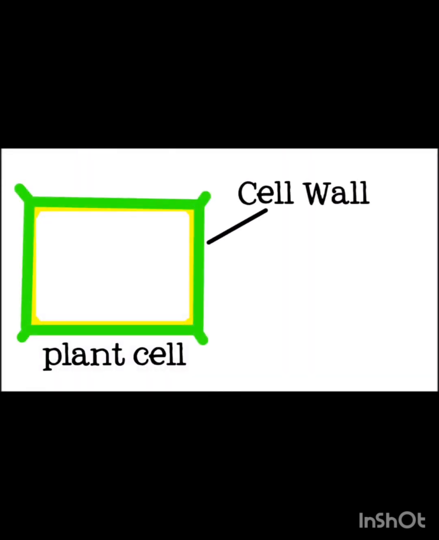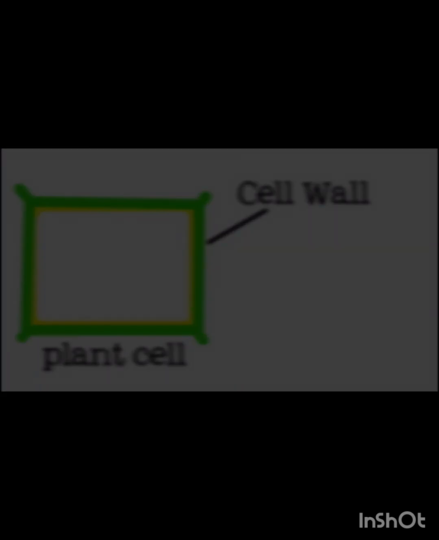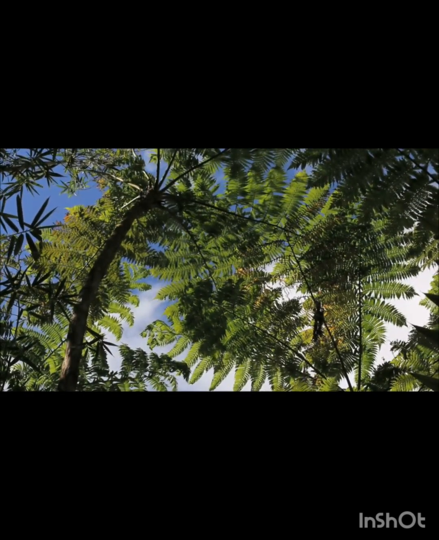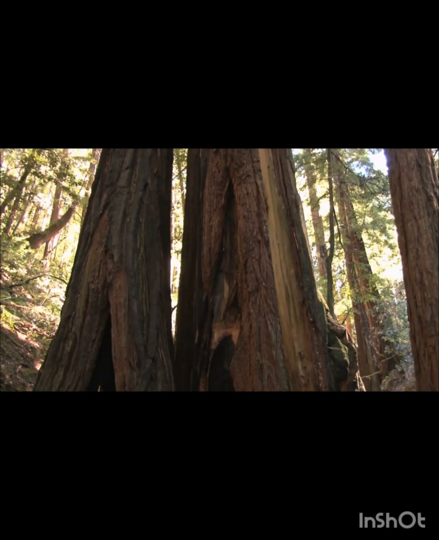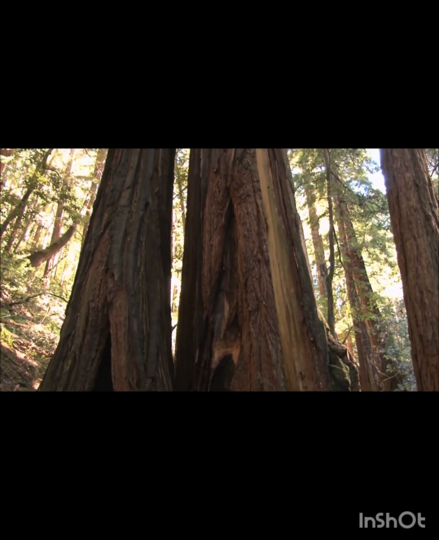Now comes the cell wall. Cell wall is present only in plant cells. It is a rigid outermost structure which is made up of cellulose. It protects the plant cell from harmful microorganisms and it gives shape and rigidity to the plant. It acts like a skeleton. That's why such tall trees can stand upright, because of the cell wall. It is like a skeleton to them.